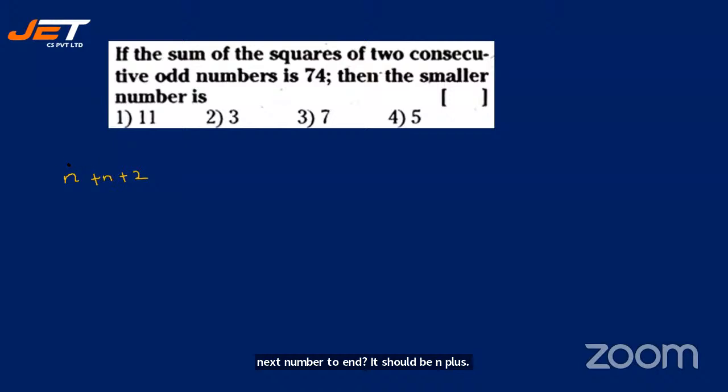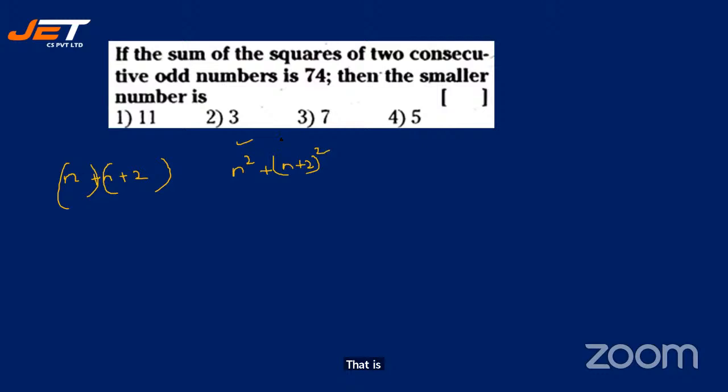Because supposing we assume n to be an odd number, say 3. So if I take n plus 1, then it becomes 3 plus 1, 4, which is an even number. So when you add 2 to an odd number only, you will get the next number also to be an odd number. Is it clear? So that is why we are taking the two numbers to be n and n plus 2. And what is it that they have given? They are saying that the squares, that is n square plus n plus 2 the whole square, so the squares of two consecutive odd numbers, is 74.